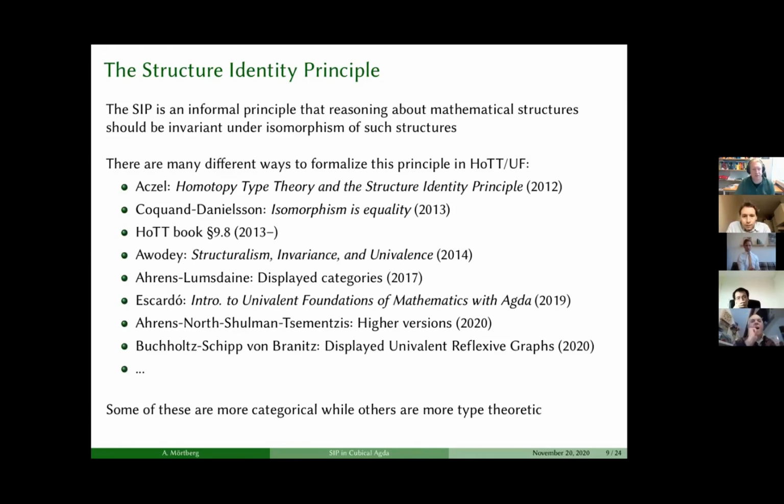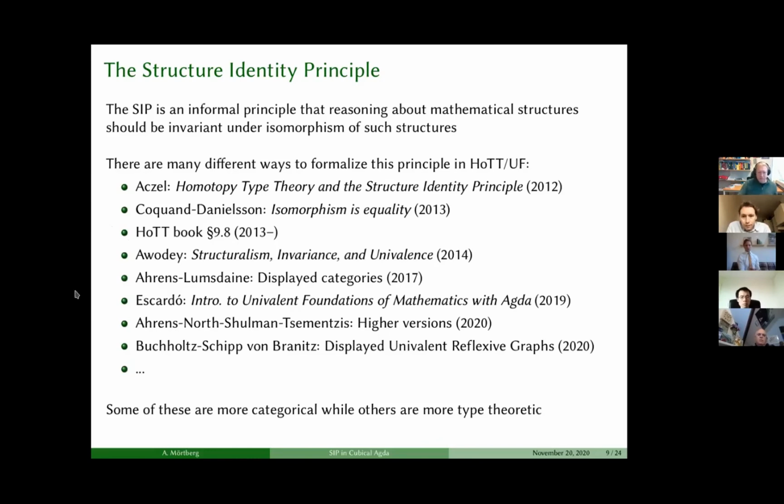So the first version, I think, is due to Peter Aczel from 2012, from a talk. Then Thierry Coquand and Nils Anders Danielsson wrote a paper, Isomorphism is Equality, and this was then generalized to a category theoretical version, which made it into the HoTT book. And then there has been a lot of work in this direction, doing different variations, setting things up so that they're more convenient for doing some things, and also generalizing things.